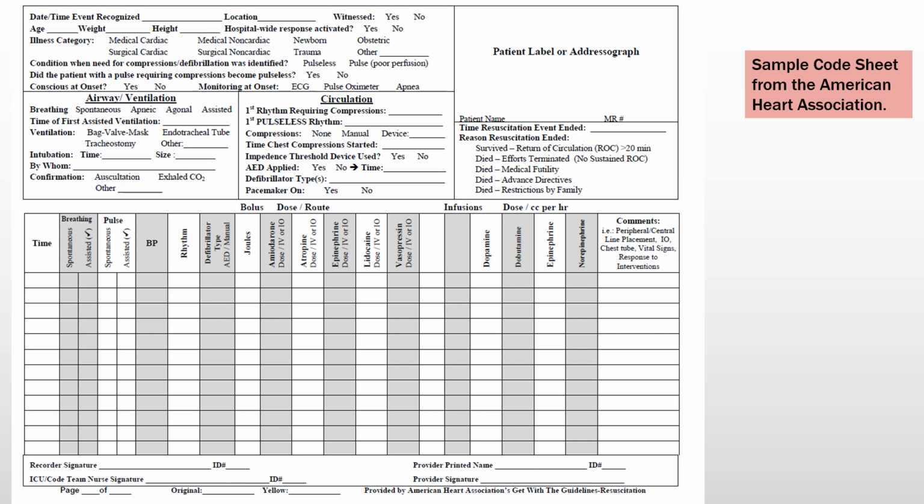And then you'll notice under the patient label section, it'll say, when did we end it and what happened? Did we have ROSC, return of spontaneous circulation? Were the efforts terminated? Was there medical futility, advanced directives, or restrictions by family?